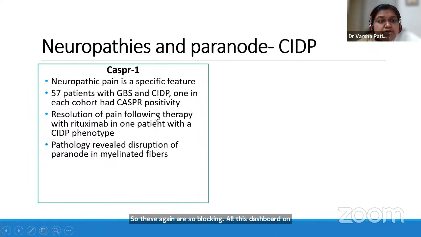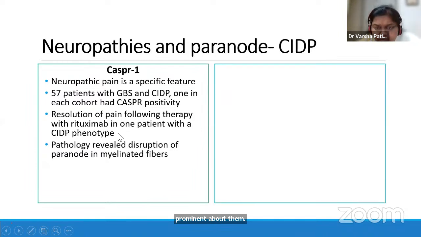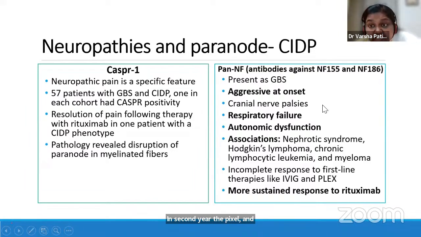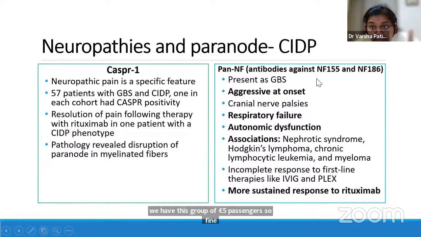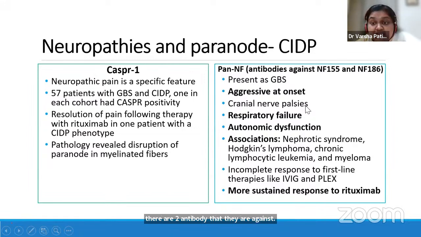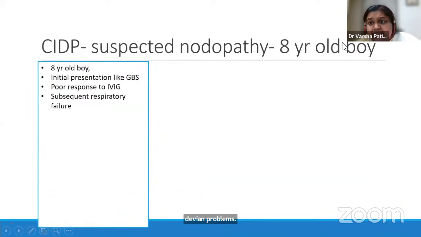The next group is, of course, your Caspr-1. Now, these are not many. Out of 57 patients that they studied with GBS and CIDP, 1 each had Caspr-1 positivity. What's prominent about them is neuropathic pain and resolution of the pain with rituximab. Then we have this group of pan-neurofascin antibodies. Pan, because there are 2 antibodies that they are against. These present as GBS, they are aggressive at onset, they have cranial nerve palsies, they can have respiratory failure, autonomic dysfunction, and may be associated with other immune problems like lymphomas, leukemias, nephrotic syndromes. They have an incomplete response to first-line therapy.